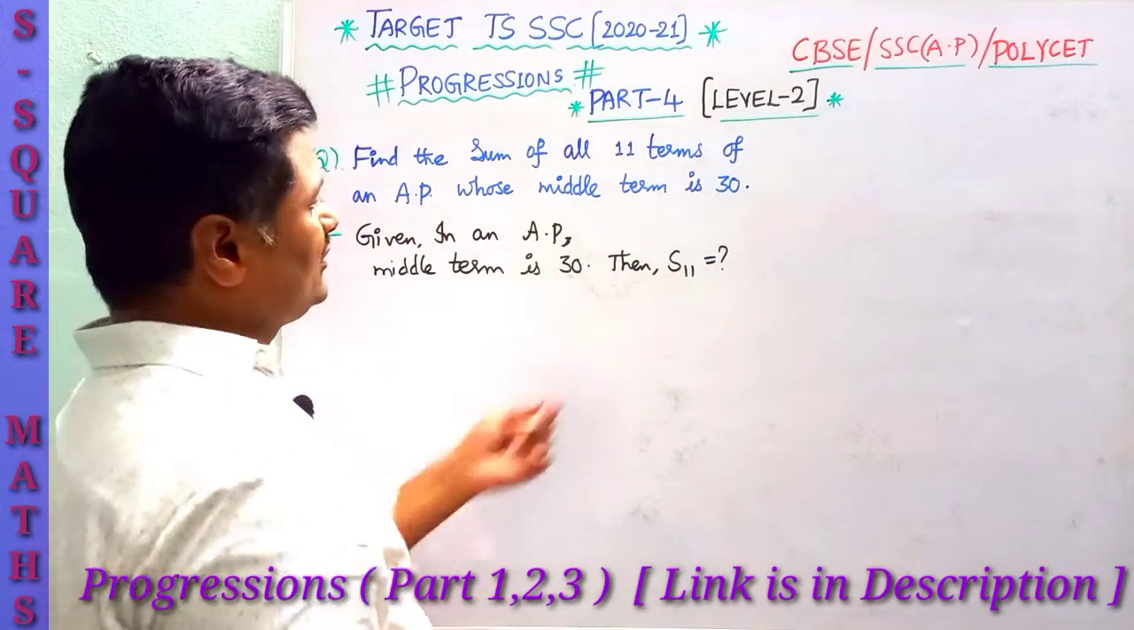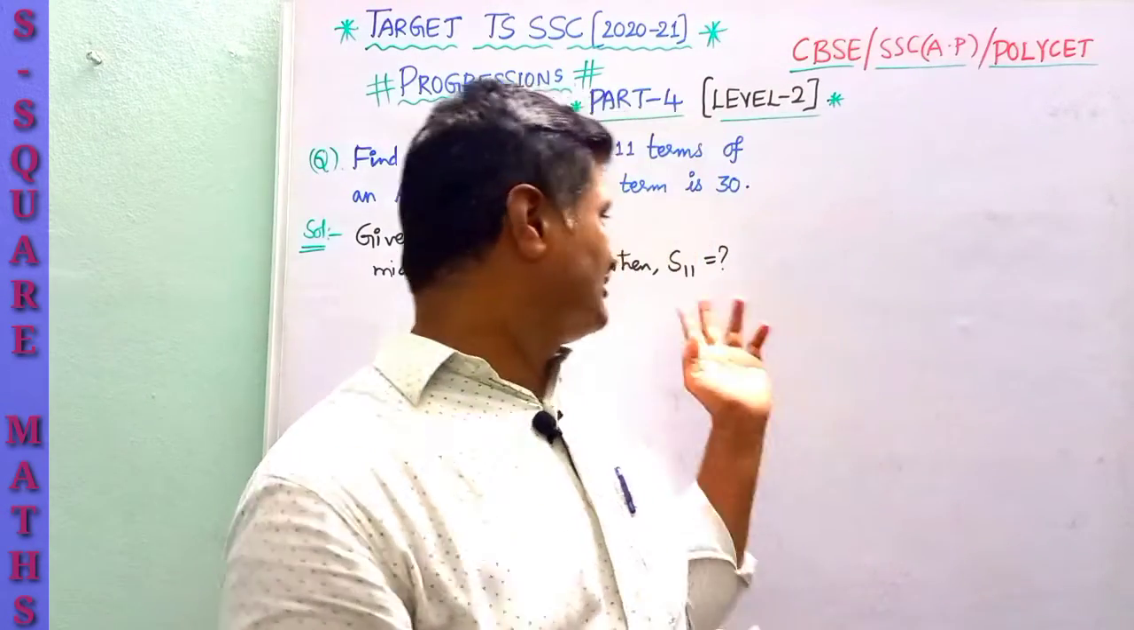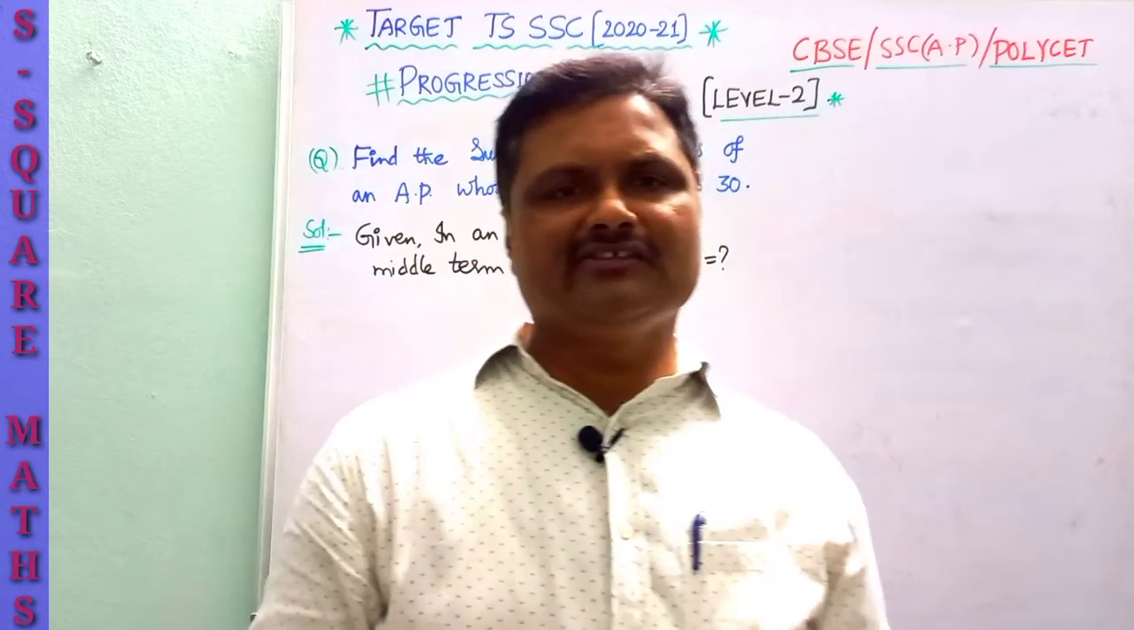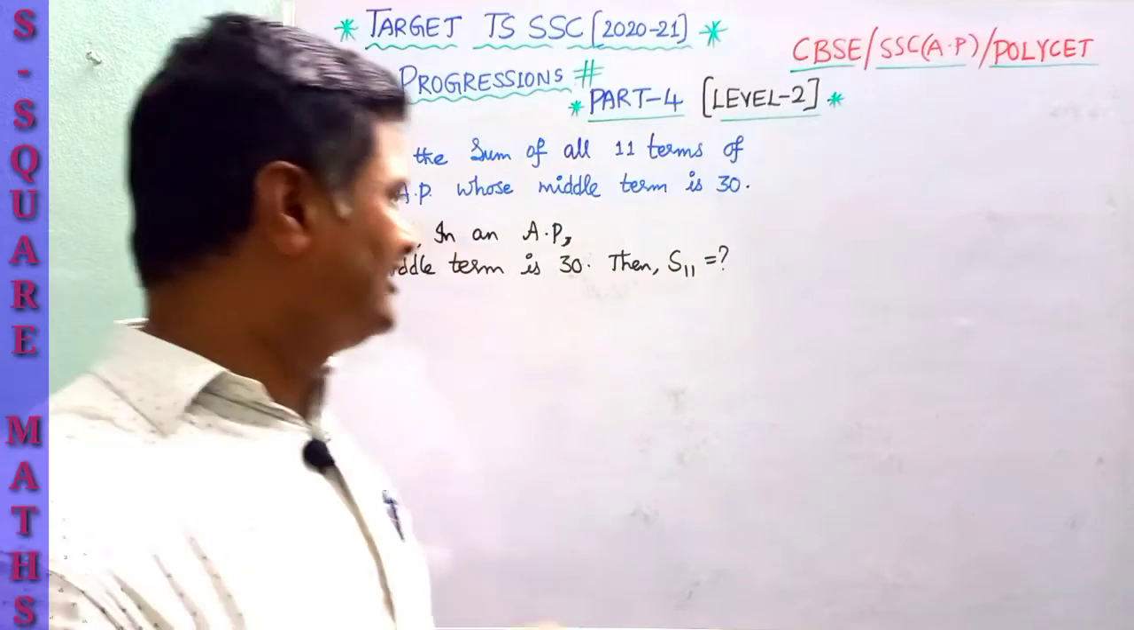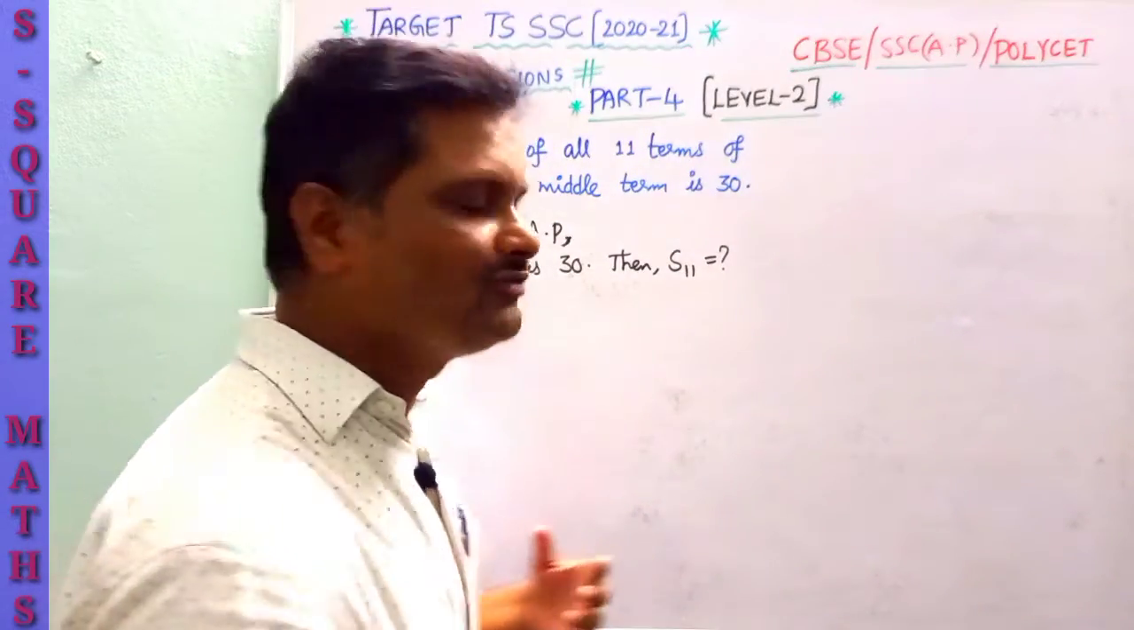Now, in order to determine the sum of 11 terms, here n is nothing but 11, you require the a value and d value. So the a and d values, whether you are going to get them directly or indirectly, let us see now.